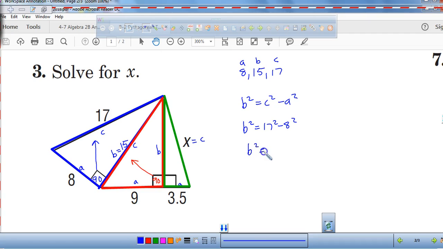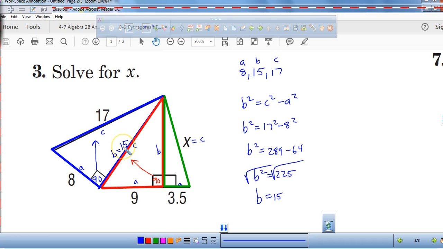If you were to do this in the calculator, you get 289 minus 64, which gets you the 225. Take the square root of both sides. b equals 15, because 15 times 15 is 225. And that's a Pythagorean triple, so I'm going to put a 15.